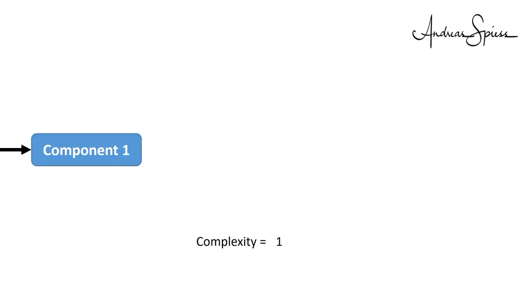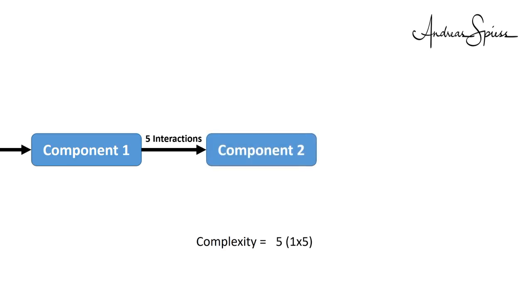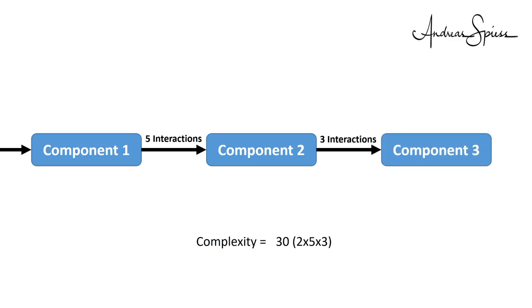If we start with one component, we have complexity 1. If we add 5 interactions, we have a complexity of 5. Another component added and we have already complexity 10. Another 5 interaction possibilities and we have a complexity of 30. A new component and we are at complexity 45. And a last tiny interaction and we are at a complexity of 60. Think about that if your customer or your boss asks just for a small additional feature.